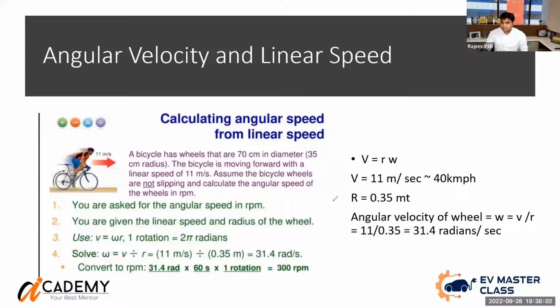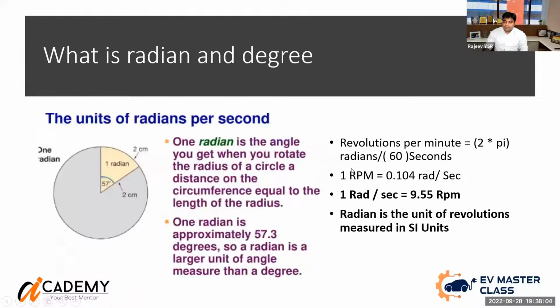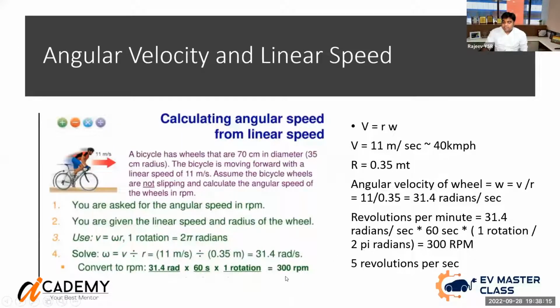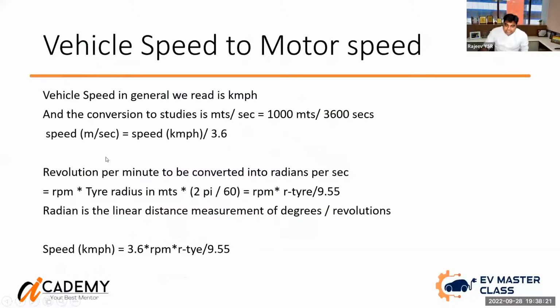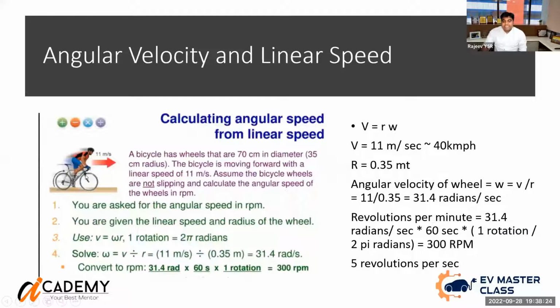Previously we have seen that 31.4, when you multiply that with 9.55, becomes roughly 300 revolutions per minute. So that means when a cycle with 11 meters per second linear speed and 35 centimeter wheels is moving from point A to point B, in 1 second it goes 11 meters, which means in 1 minute the wheel is revolving 300 revolutions.